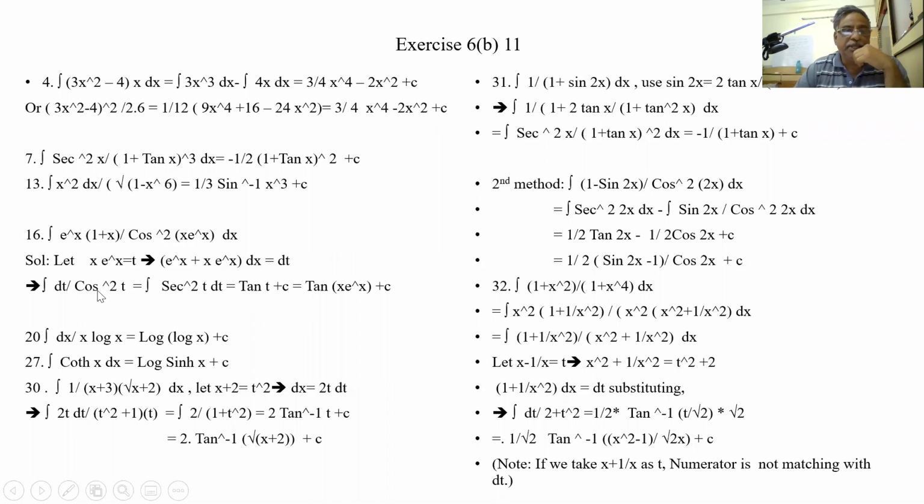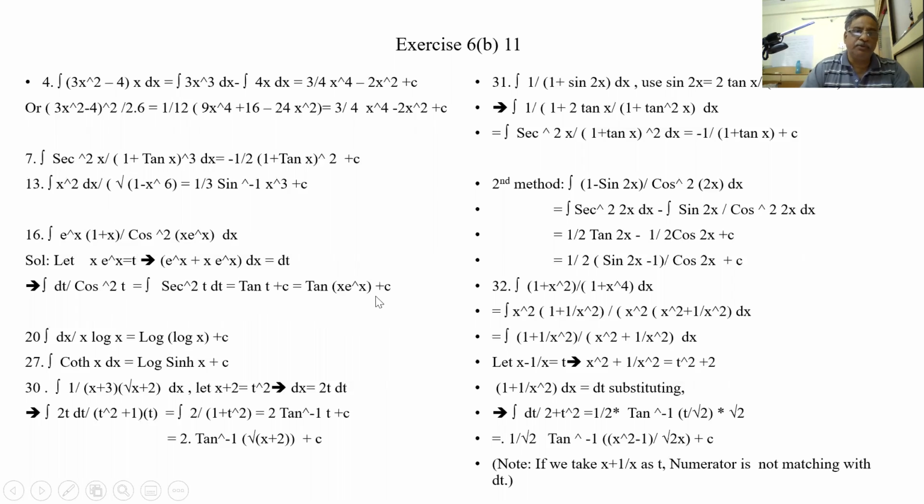Integral dt by cos square t can be written as integral secant square t dt. That is tan t plus c. Tan of x e to the power of x plus c. If I put minus 1 by cos x e to the power of x, I should get sin x e to the power of x also on the top, which I am not getting. So this cannot be minus 1 by cos x e to the power of x because cos derivative is not there. It's only this function derivative that is there. So that means this is secant square t dt. That means tan t, tan of x e to the power of x plus c.